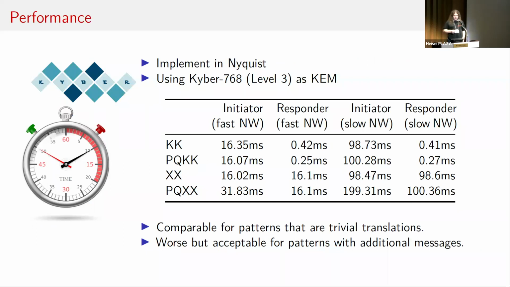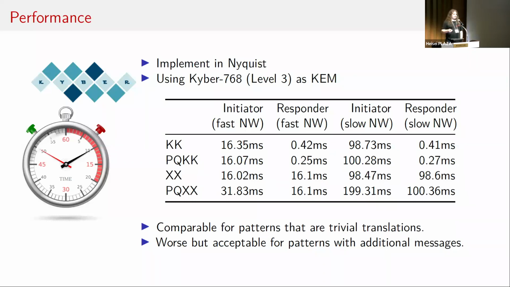On the performance level, Yawning did an implementation in Nyquist using level 3 Kyber. And if you're looking at the numbers, we have two patterns there. The first one, the KK pattern, is the one that I described where the static public keys are known to the peers. Looking at the numbers, both on a slow and a fast network, we are fully competitive with elliptic curve-based Noise, in some cases on the responder side even faster because of how fast Kyber is.